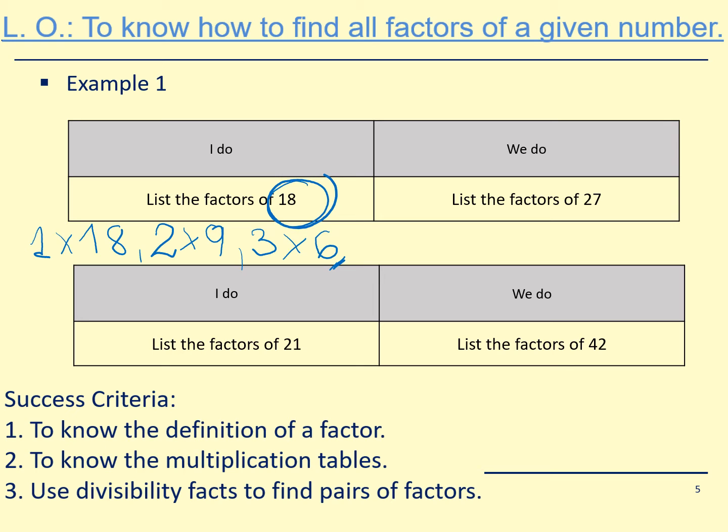Because I went up from 1 to 6, and 6 was already on the board. If there was a number bigger than 6, it would have to be paired up with a number smaller than 3. And we already have pairs to all the numbers smaller than 3. Therefore, I know that I've listed all the factors. So it's 1, 2, 3, 6, 9, and 18. Now pause the video and do the same with 27.